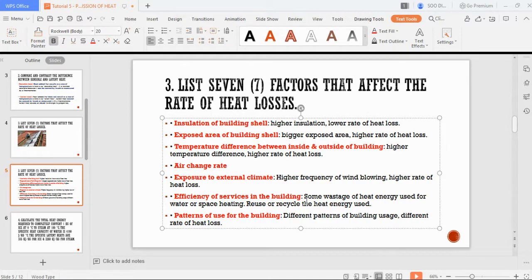Efficiency of services in the building: some wastage of heat energy used for water or space heating, and then reuse or recycling of the heat energy used. And finally is the pattern of use for the building. Different patterns of building usage, different rates of heat loss.